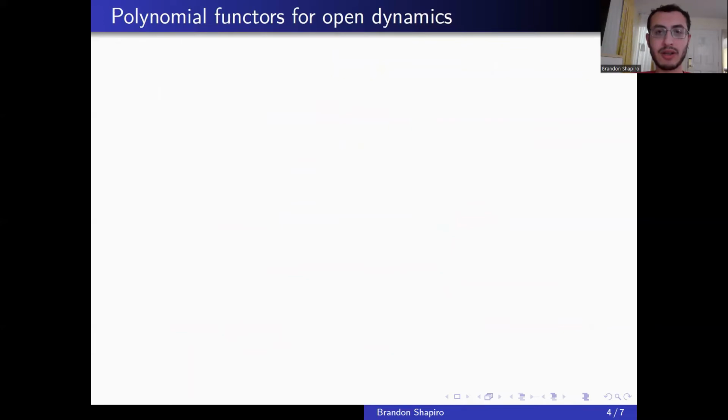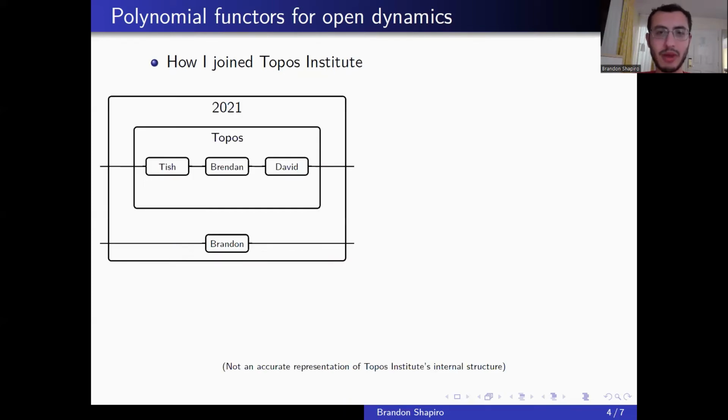Another project I've been working on this year at the Topos Institute is on modeling complex systems using polynomial functors. The motivation for this project is best explained, I think, using my own personal experience. In 2021, the Topos Institute existed and consisted of various members, such as those in this picture, and they're wired together in a way that describes how their information is shared between them.